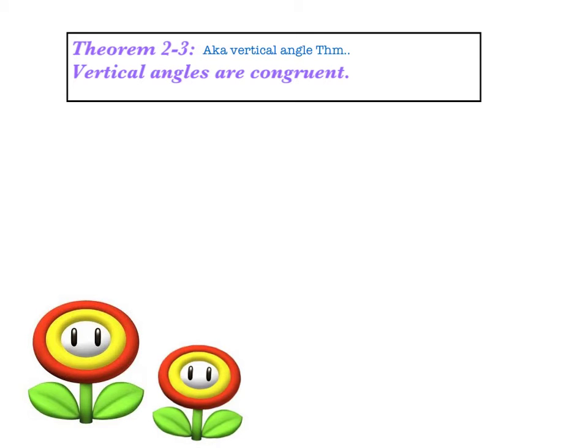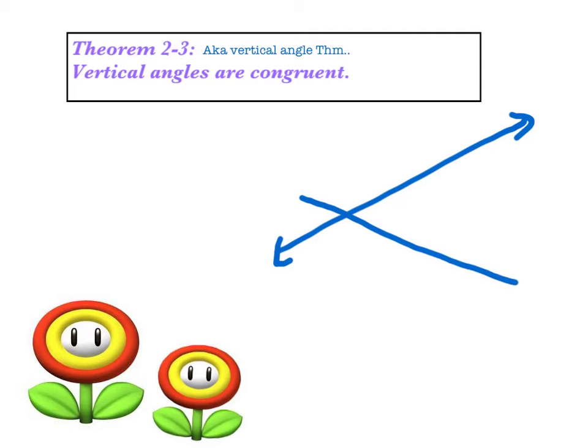Now, even though this theorem is super short, it's probably one of the most popular theorems. We're going to be using this quite a bit, and it really says something pretty simple. Suppose you have two intersecting lines. Here's my two intersecting lines. The first thing that a lot of students have a difficult time doing is just identifying the vertical angles.